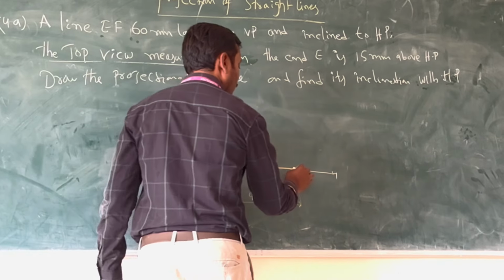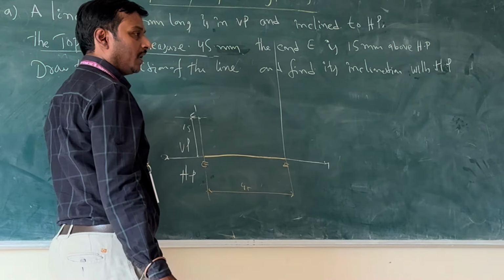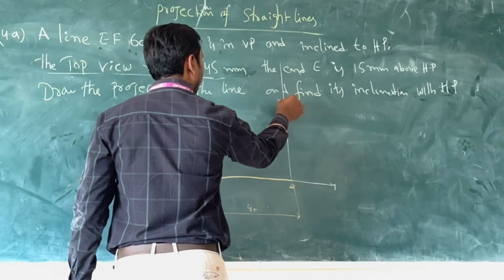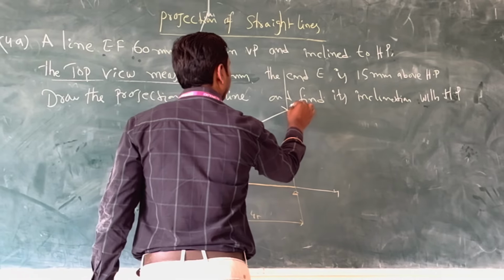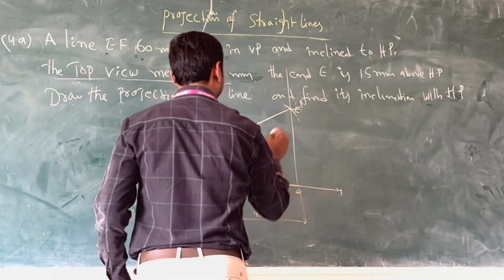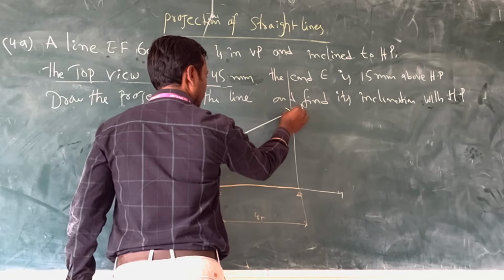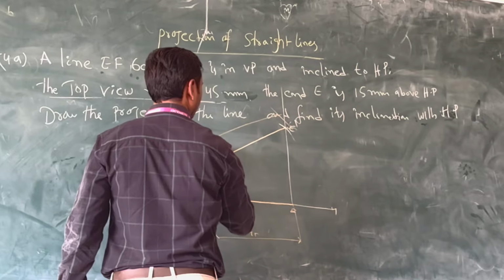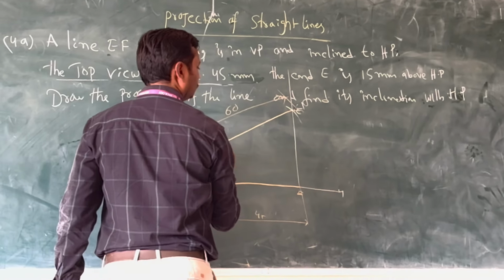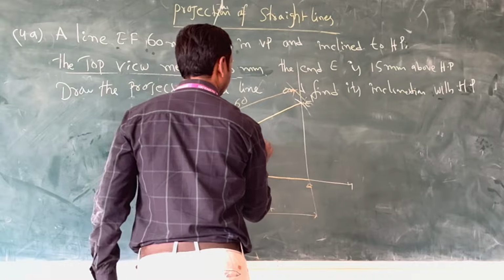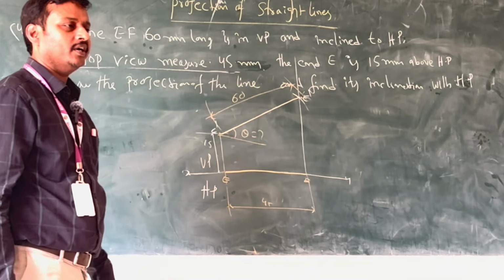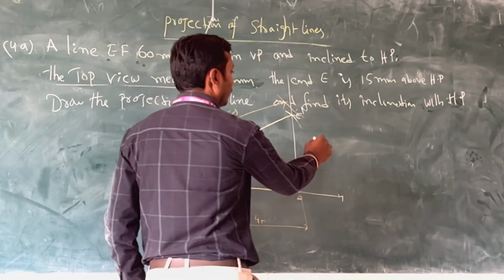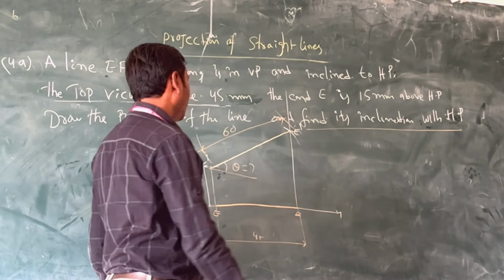Now you draw the projection for the length of the line. 60 mm, arc here. Join this E F dash. This is 60 mm. Now find this one: what is the angle with HP? How do we find the inclination with HP?